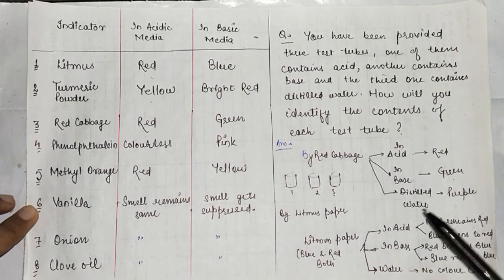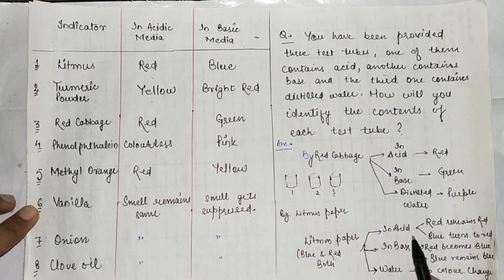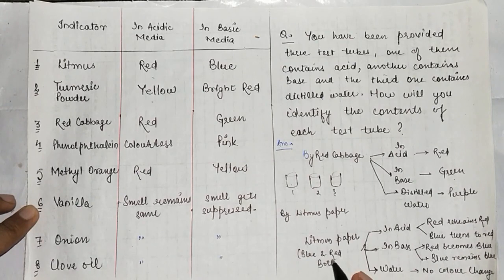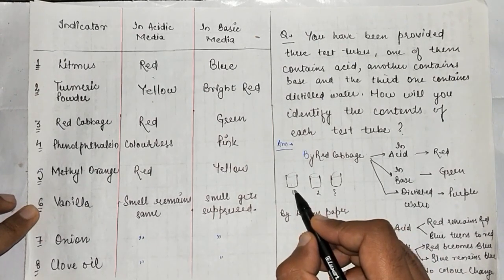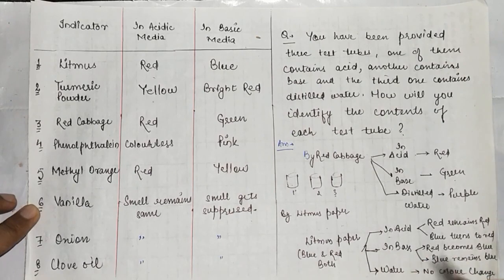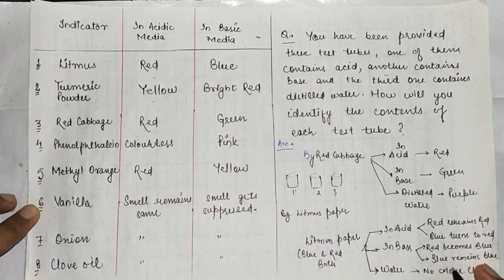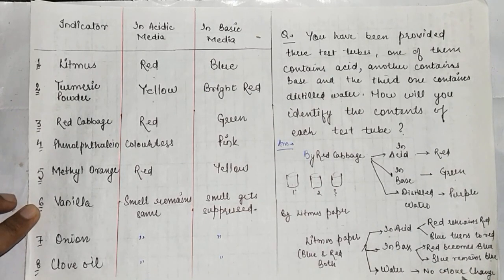Then after, we can also use litmus papers. You know very well, in case of acids, blue litmus turns red and red remains red. So we put both the litmus papers into, suppose, test tube 1, and if red litmus remains red and blue litmus turns red, then it is having acid. And if red litmus turns blue and blue litmus remains the same, that means blue color, it is containing base. And in case of water, no color change takes place.